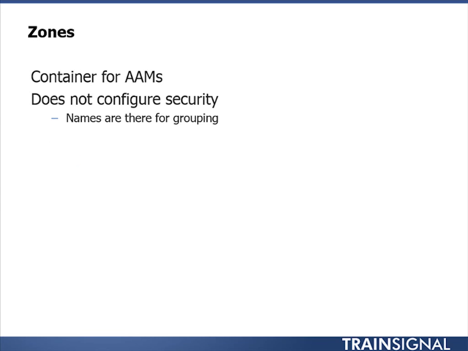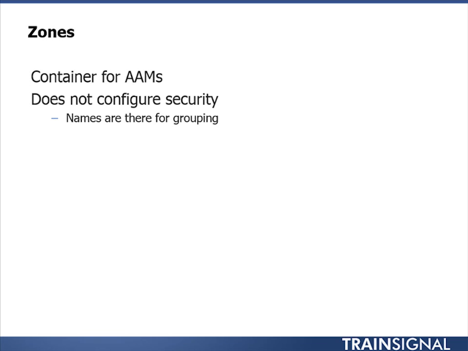Now, when we go in to create our alternate access mappings, we're going to create our zones. Our zones are containers for alternate access mappings. They do not configure security. The names to the zones are just simply there for grouping purposes.